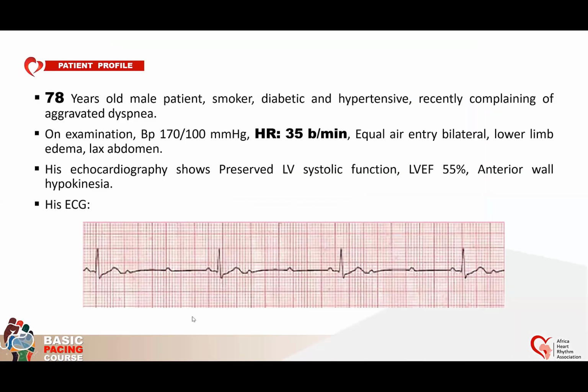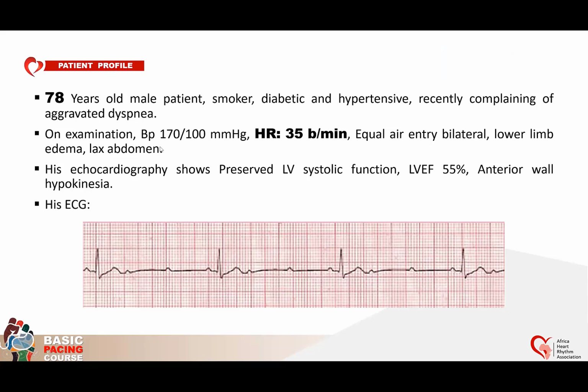This is our first case, and as I mentioned, we will be changing small details regarding these 4 parameters and see how this will change our reflection and our decision making. So this is a 70-year-old male patient with multiple cardiovascular risk factors. On presentation, he was complaining of aggravated dyspnea in the previous days.